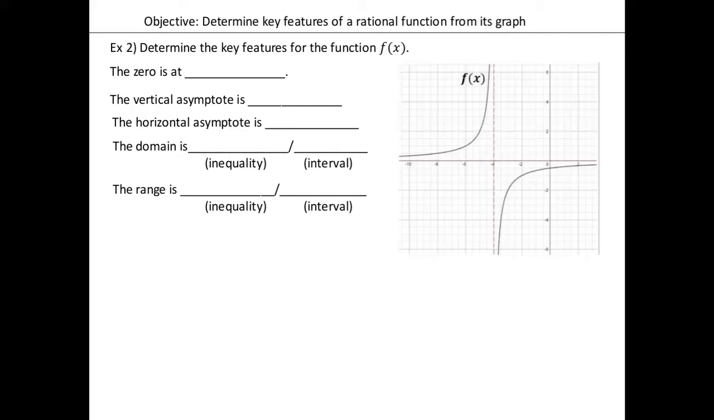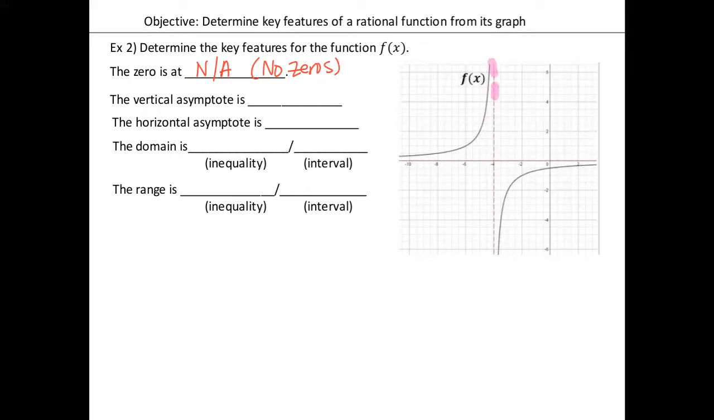In this example, again, the zeros is where it crosses the x-axis. So if I check here, I don't have anything on the x-axis crossing the curve anyways. The curve does not touch the x-axis. So therefore, in this example, there are no zeros. I can put NA, or you can put there's no zeros.